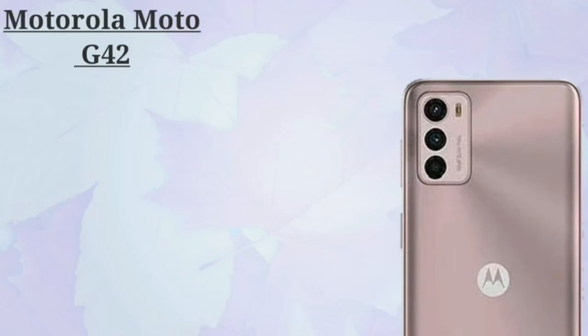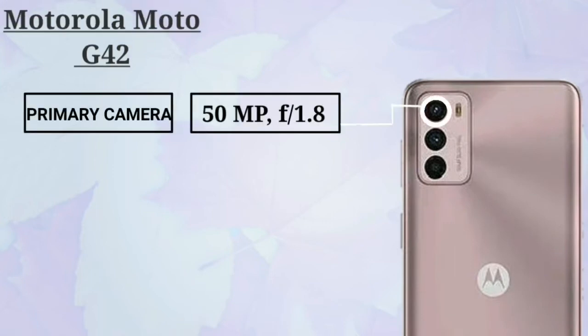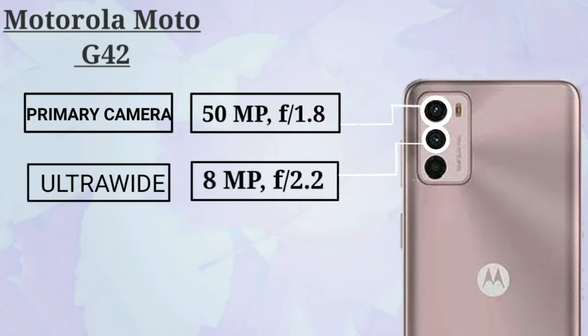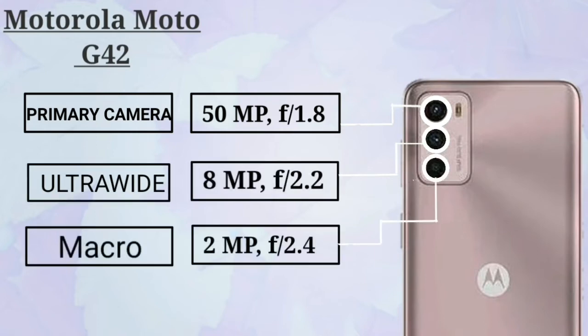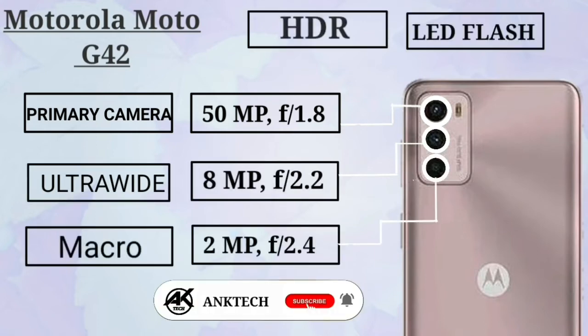Let's talk about Motorola Moto G42. It also has a triple camera slot and its primary camera is 50 megapixel aperture 1.8, ultra wide 8 megapixel aperture 2.2 and micro camera of 2 megapixel aperture 2.4 and HDR LED flash.